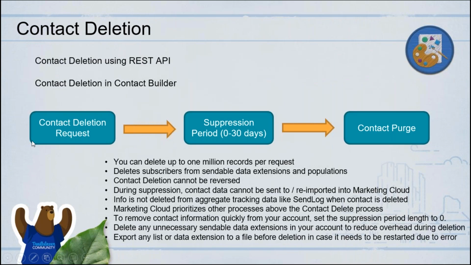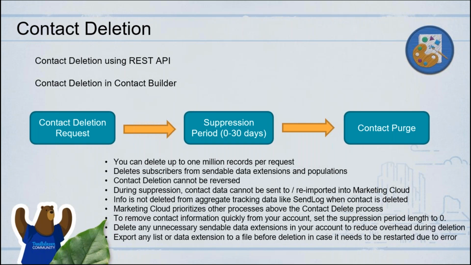The process is actually a 3-step process. First, you request a contact deletion, and then that particular contact or set of contacts will be put in a suppression period ranging from 0 to 30 days. What it means is they will be hidden, and you will not be able to send any communication to that particular contact. And you cannot re-import the contact during that suppression period as well.